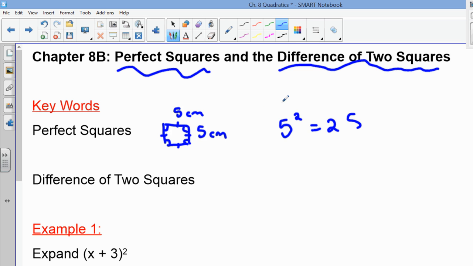A couple of perfect squares could be 1 squared, which is 1, 2 squared, which is 4, 3 squared, which is 9, 4 squared, which is 16, 5 squared, which is 25, and so on and so on. So any perfect square just means the same number multiplied by itself. In other words, 5 squared is actually 5 times 5, and the final answer, the product, is 25.